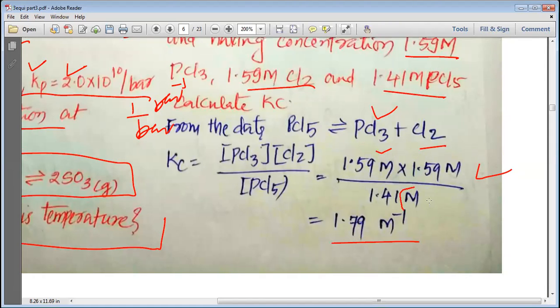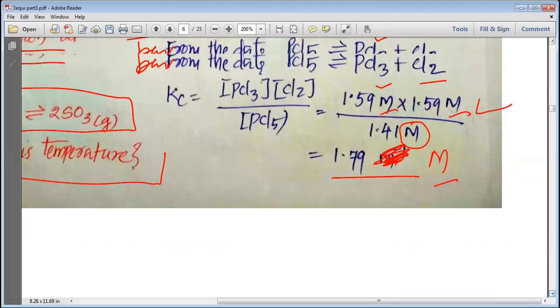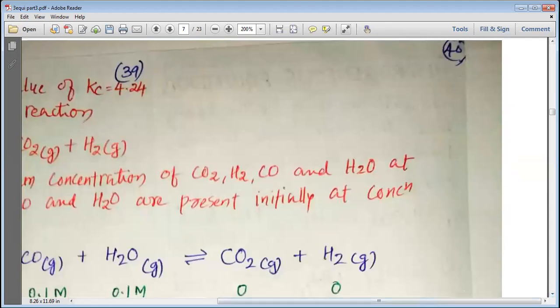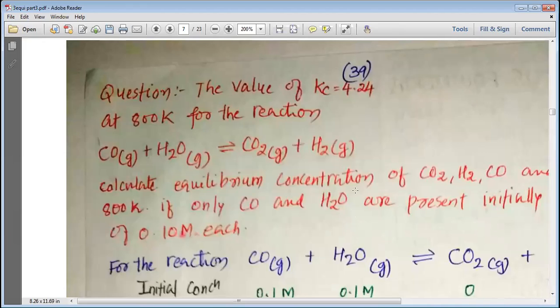You can see that here we have only 1 molar, and here we have molar into molar. So it should not be per molar, my dear students, but the unit is going to be mole per liter. So it should be molar, not per molar. So this is how we can easily calculate the Kc for these reactions. Please understand it well. Then we have the next question.